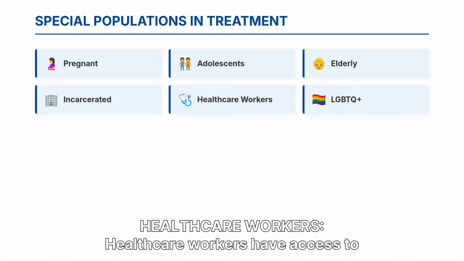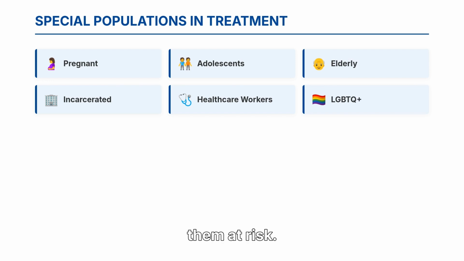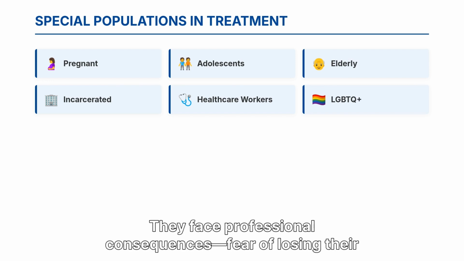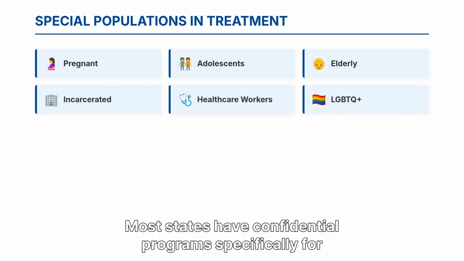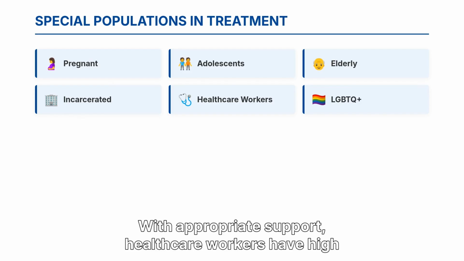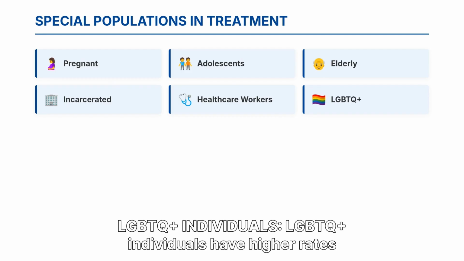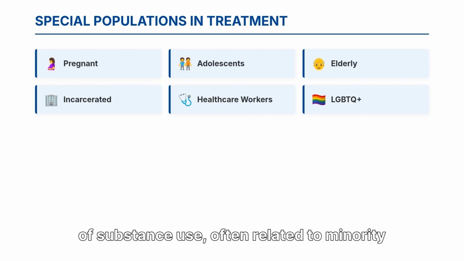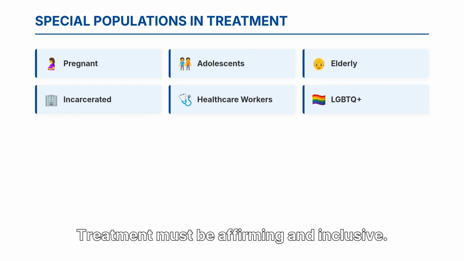Healthcare workers. Healthcare workers have access to medications and knowledge of their effects, putting them at risk. They face professional consequences. Fear of losing their license creates shame and delays treatment. Most states have confidential programs specifically for healthcare workers. With appropriate support, healthcare workers have high recovery rates. LGBTQ+ individuals. LGBTQ+ individuals have higher rates of substance use, often related to minority stress and discrimination. Treatment must be affirming and inclusive.